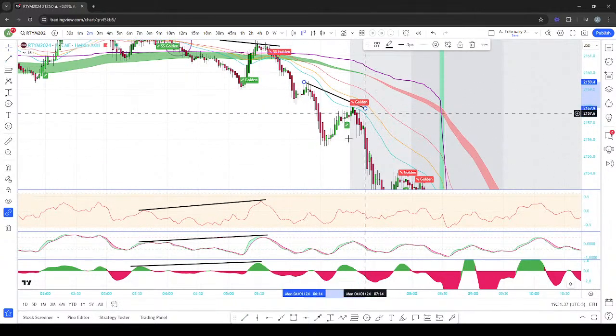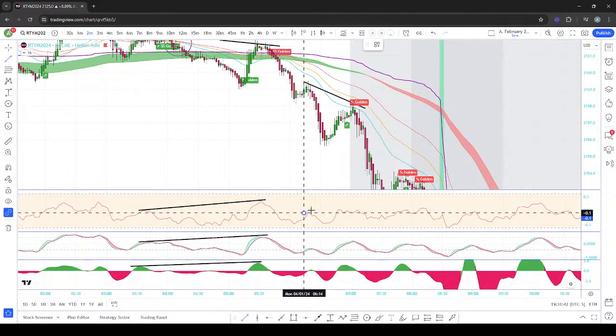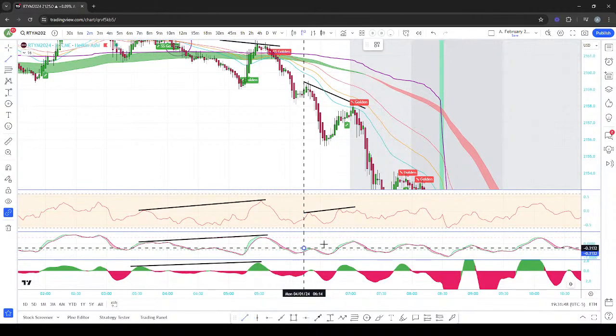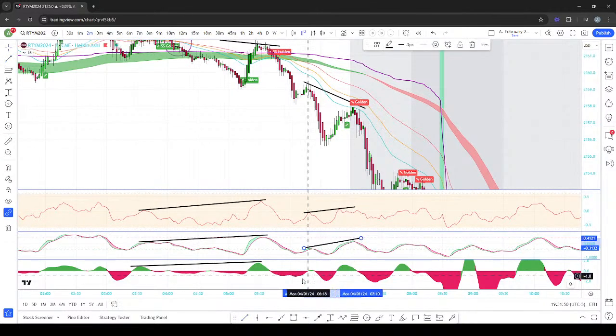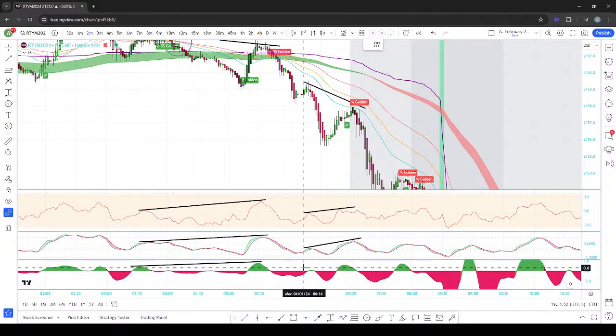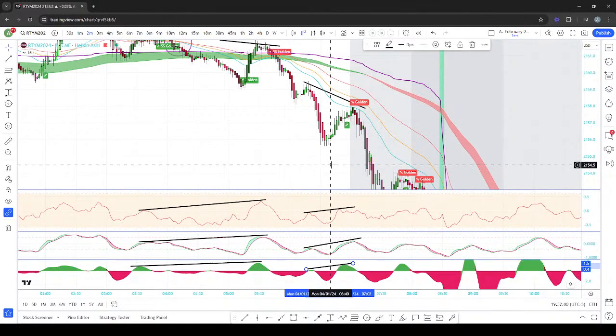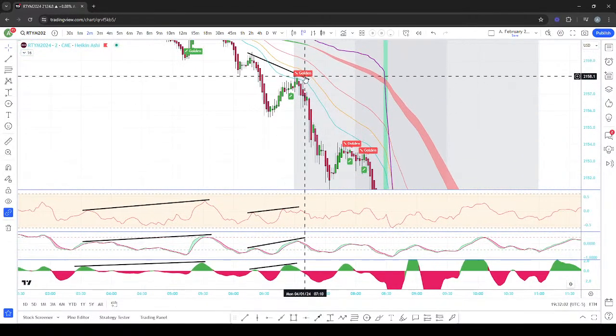Okay, you can see that that's the start, and you can see it once again on your ultimate oscillator. It even shows it on your TSI, and it even shows it on your TTM squeeze. So once again, we have three confirmations on the oscillators right here.